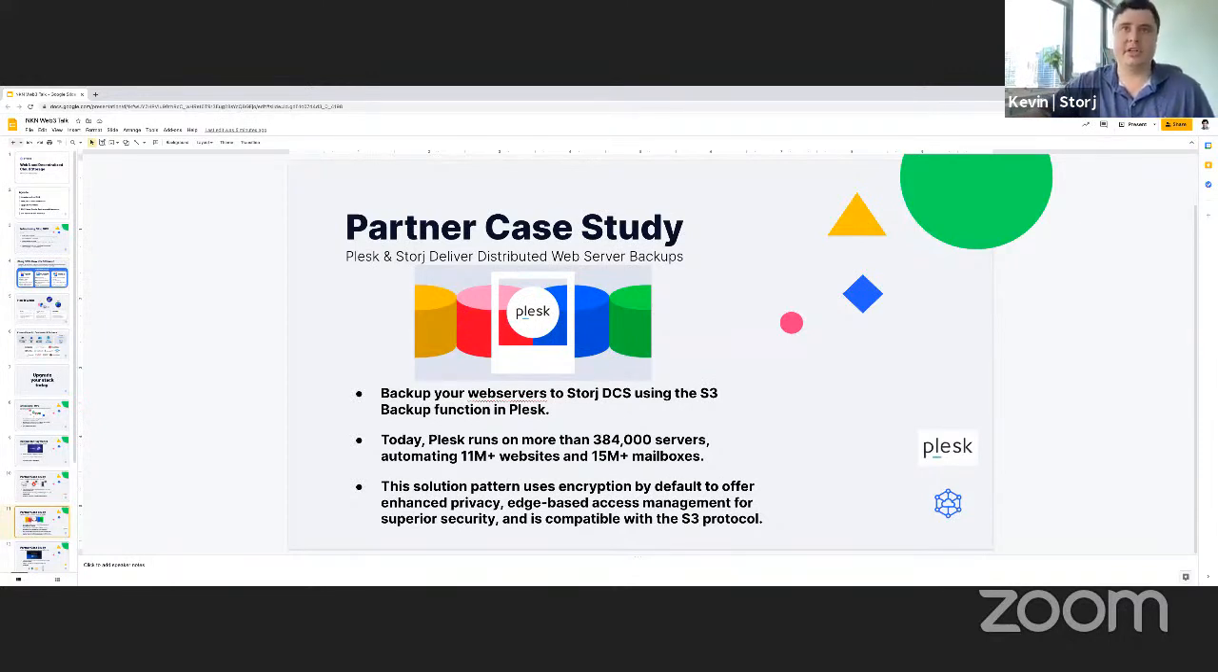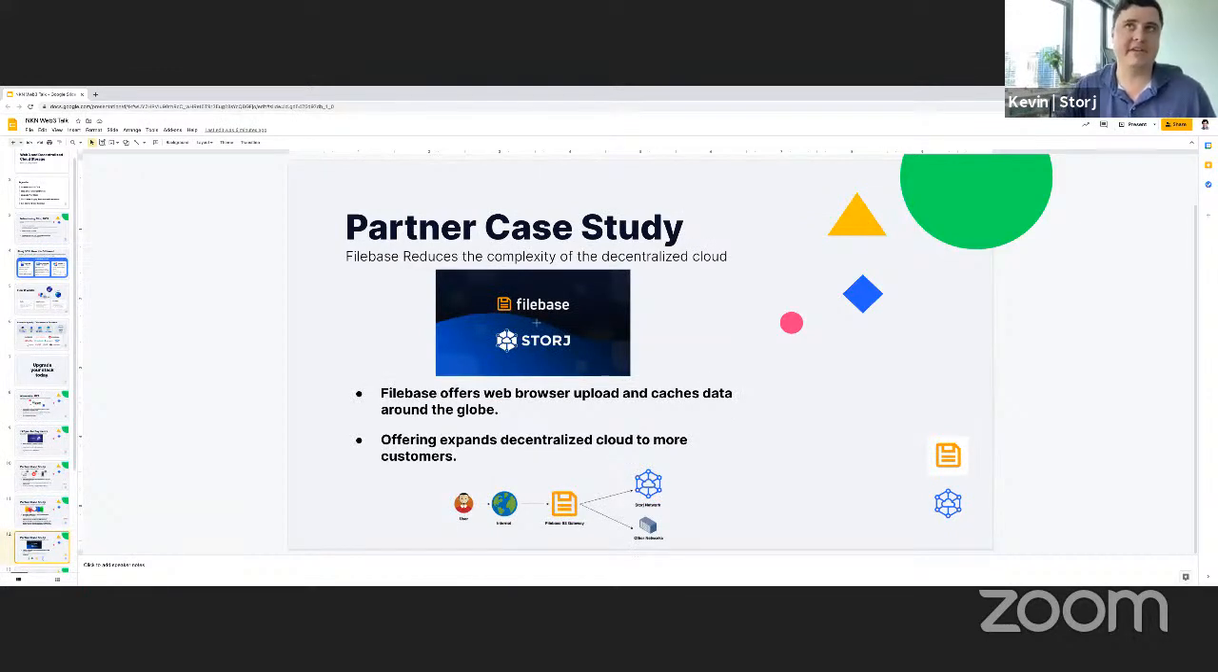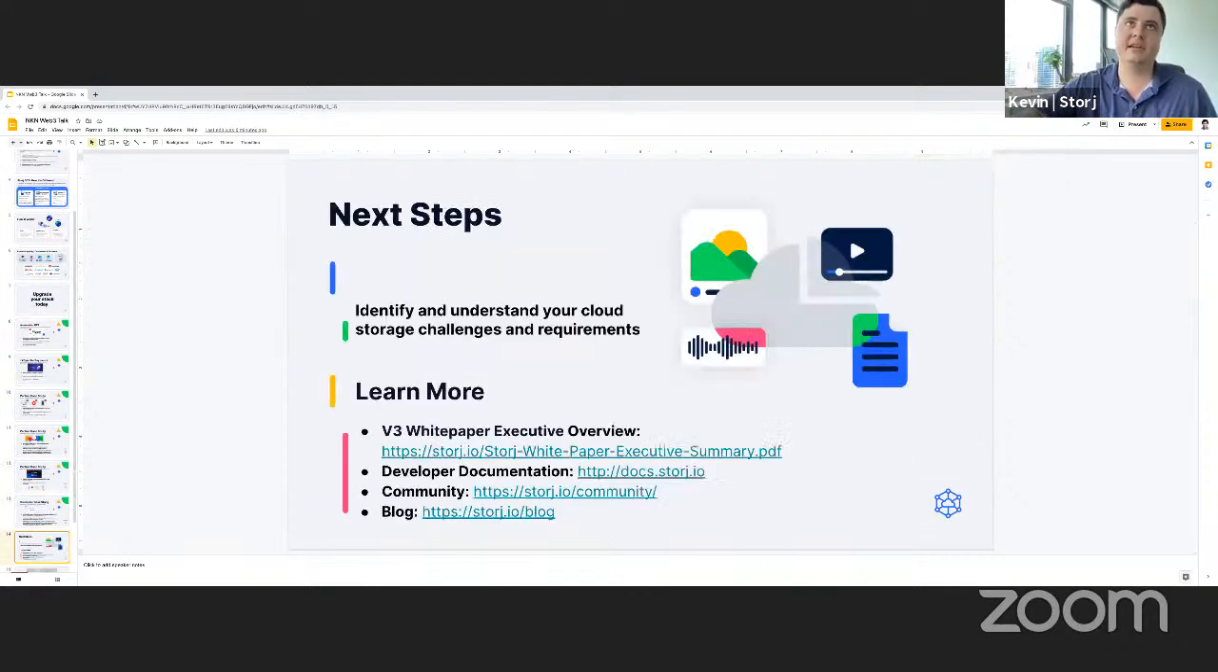We also have a partnership that we announced with Filebase recently. Filebase is another S3 compatible tool that enables you to connect to the decentralized cloud. They cache data at strategic locations across the globe to try to increase performance. And you can natively leverage Filebase to store data on Storj if you so wish, in a way that doesn't require API keys. It basically simplifies that process of connecting.